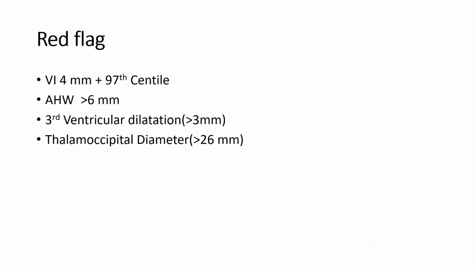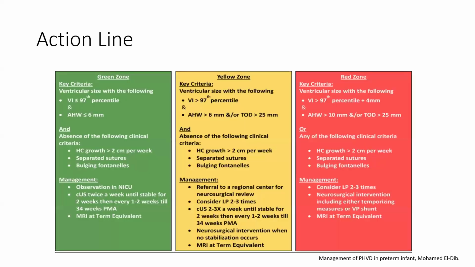Okay, so what are the red flag signs for hydrocephalus when we need therapeutic intervention? Your VI, if it is more than 97th centile plus 4 mm, if your anterior horn width is more than 6 mm, if your third ventricle dilatation is more than 3 mm, or thalamo-occipital distance is more than 26 mm, then we need to think about therapeutic intervention. You can see there are green, yellow, and red zones. So based on your ultrasound, you need to decide which zone your baby fits in.